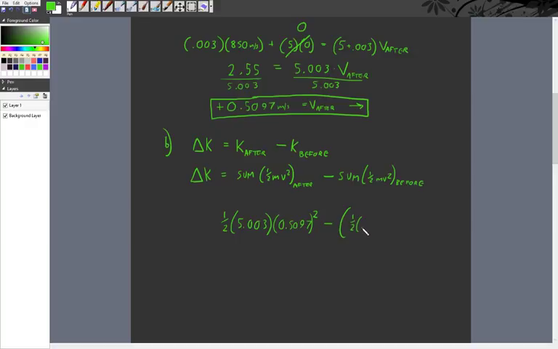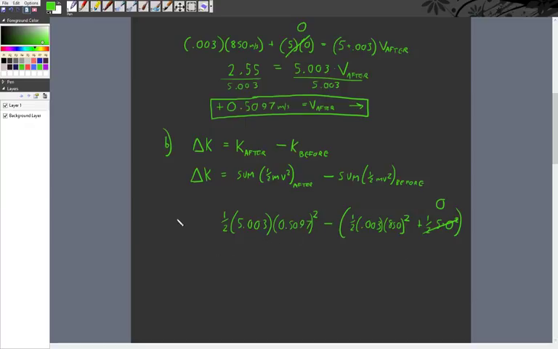1/2 times 0.003. That's the mass of the bullet. The velocity of the bullet is very high, 850 meters per second. Don't forget to square that. Plus the kinetic energy of the block. And I'm just going through the motions here. We know the kinetic energy of the block is going to be 0 joules. Okay, before the collision, it's going to be 0 joules.